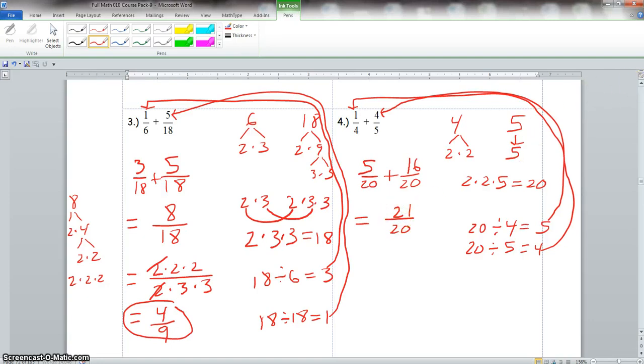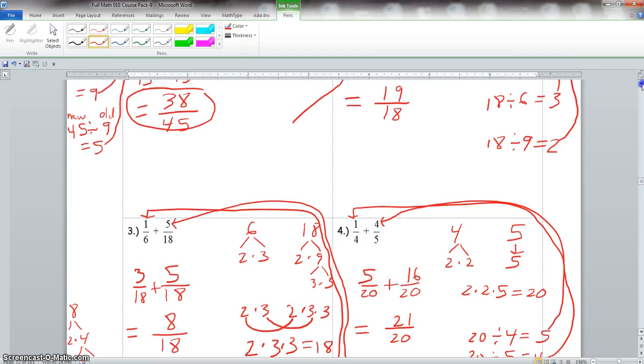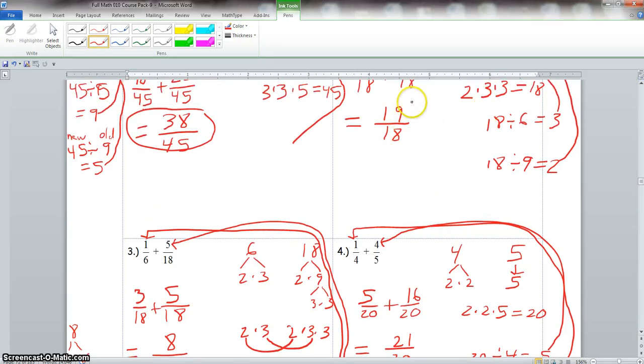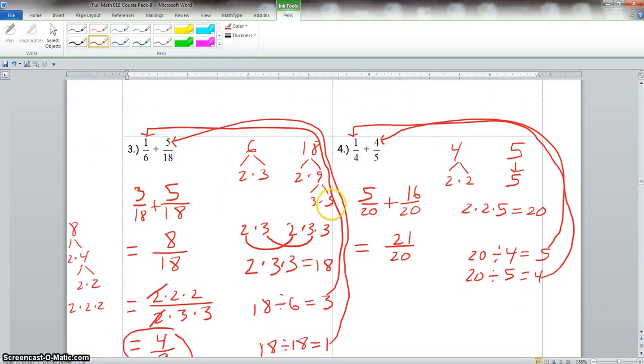Now, if we look back here at problem number, I believe it was, problem number 2's answer, which was 19 over 18, we did not change this to a mixed number because this is already factored, and we were not asked to change this to a mixed number. And we come down here to number 4, and it's the same thing. 21 over 20 is the final answer. They have nothing else in common, and since we were not asked to write this as a mixed number, we're done.